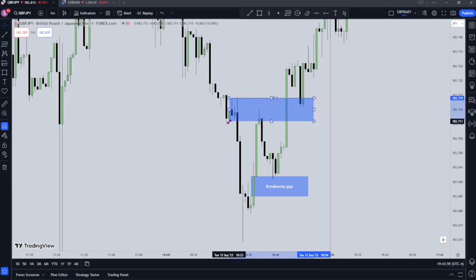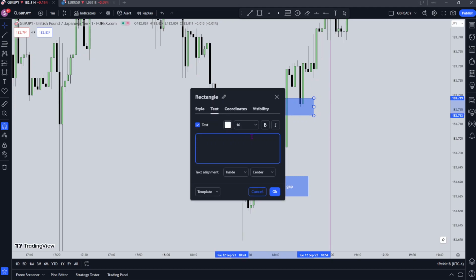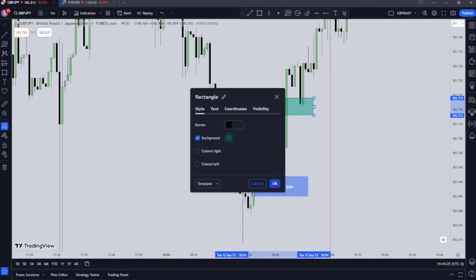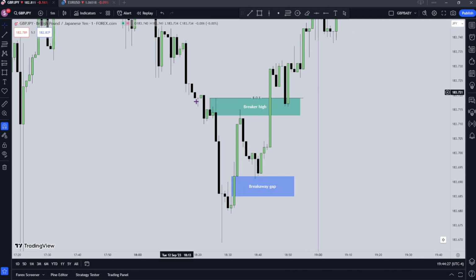Technically, do we use that whole range? I mean, the order block is here. See, this is what happens when you don't have a 30-minute chart. But anyway, let's just use that, call it breaker. We'll make it a different color, and then we'll mark out the 50% level of it as well.